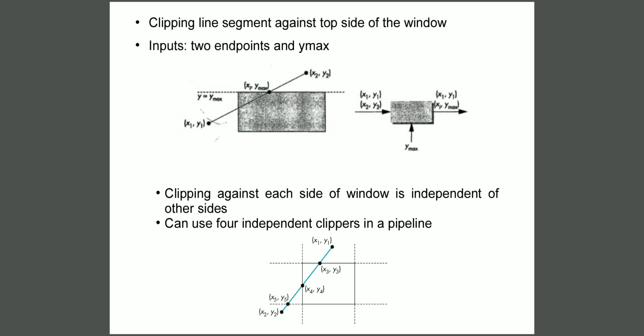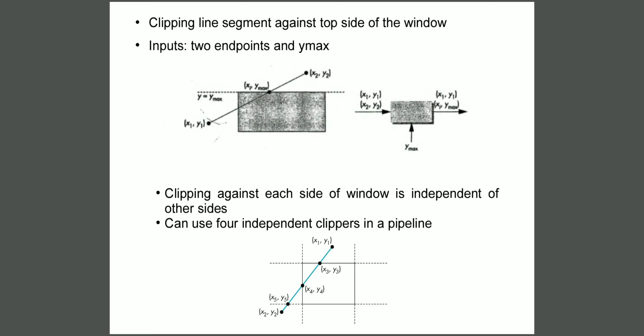When we perform line segment clipping, we need to perform clipping with respect to the 4 sides of the output window, that is top side, bottom side, left side and right side. So we need 4 clippers in total. One performs clipping against the top side of the output window. The other performs clipping against the bottom side. The third performs clipping against the left side, and the fourth performs clipping against the right side of the window.